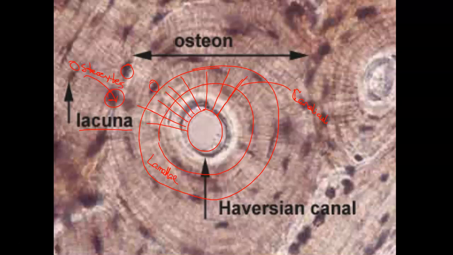So the blood vessels and nerves come up through the central canal, and oxygen and other nutrients can travel through these little canaliculi to the lacuna to provide nourishment to the osteocytes that are found in the lacuna. Now, you're not going to be able to see an osteocyte in an image like this, but they are located within the lacuna.